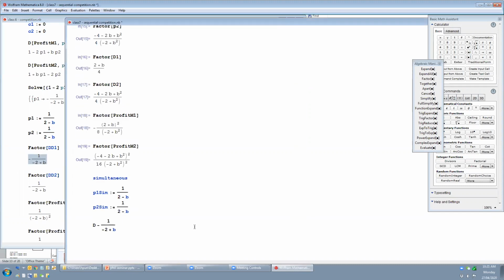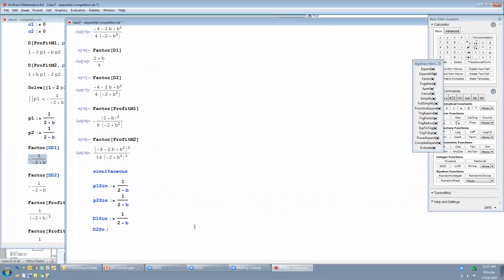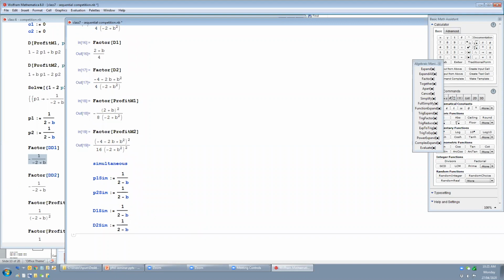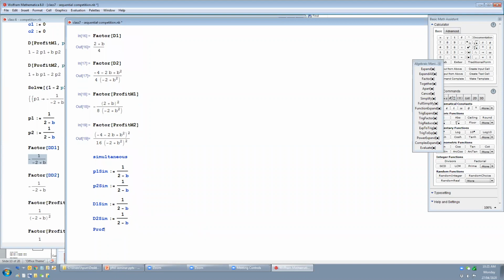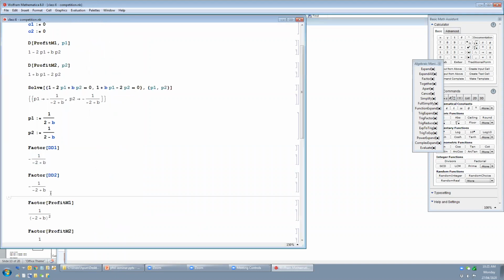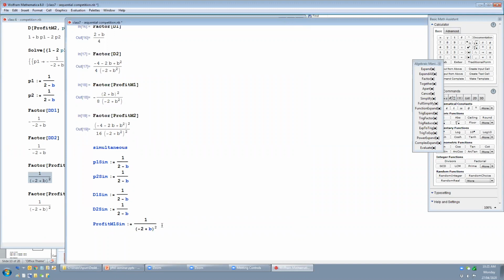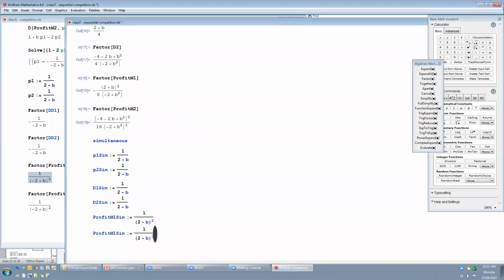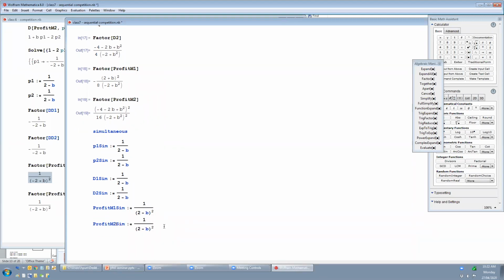Let's say D1 sim colon equals this. This is simultaneous demand 1. To make it easier, let me get rid of the negative sign. So it looks like this. And then D2 simultaneous colon equals this, which is the same thing, so I can just copy and paste. And then profit M1 simultaneous colon equals this. Remember that B is between 0 and 1, and we have a square here. That is exactly the same thing. And then we have M2. Let me delete this, and then I do shift enter, shift enter.